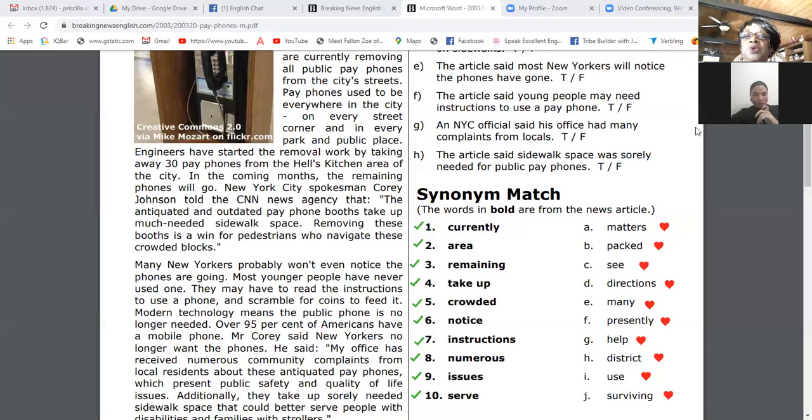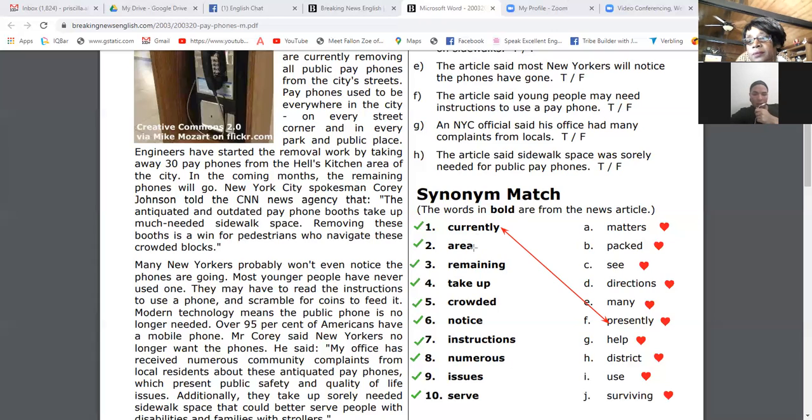Now, the third and last thing that we're going to do to reinforce the vocabulary words is match up as many of these 1 through 10 with A through J. Currently would be presently. Okay. Area would be, with the words that are given.